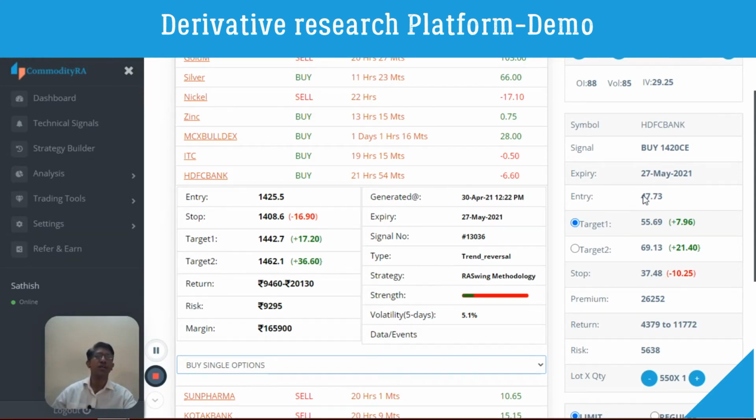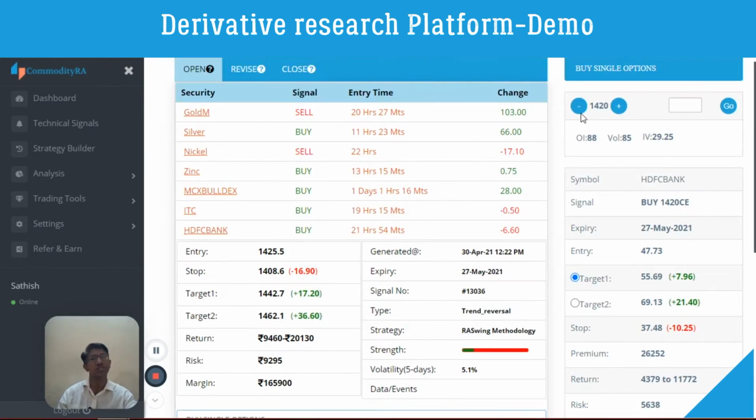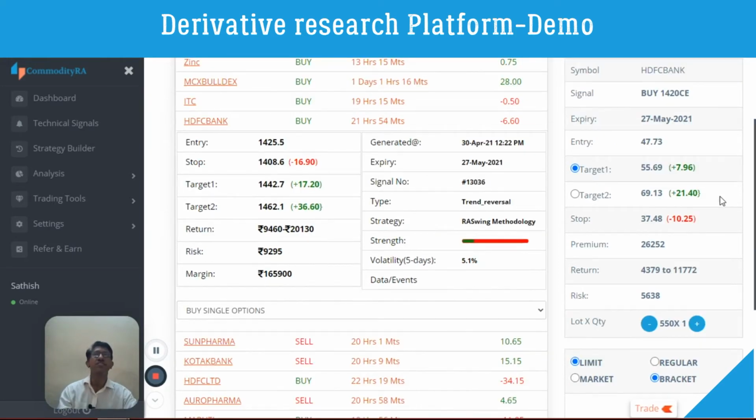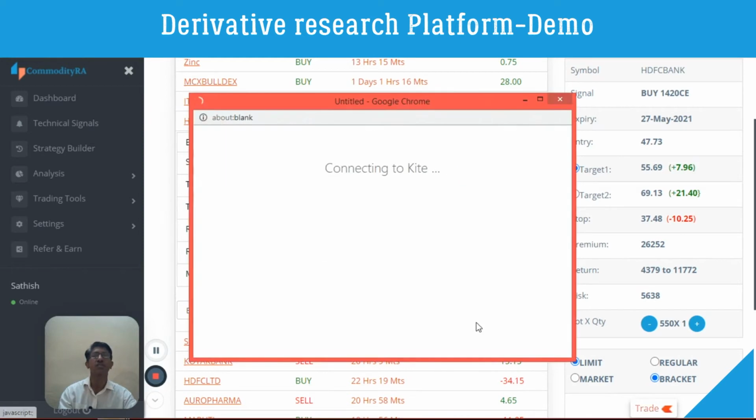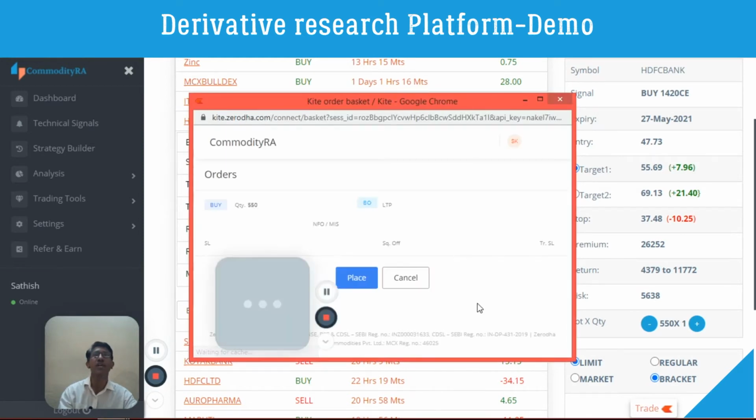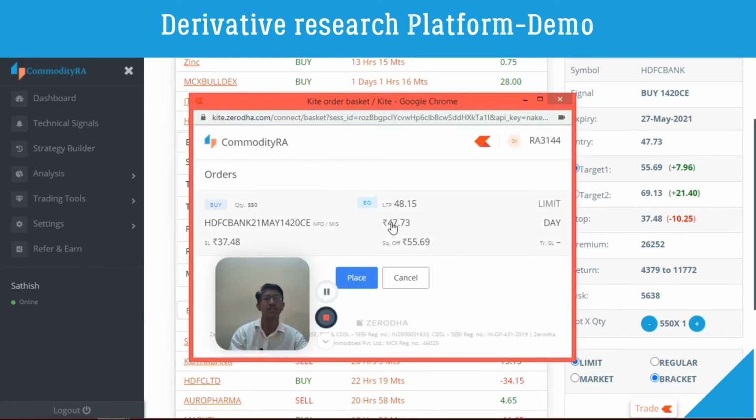Here another important point is this entry level amount, 47.73. This is not the current market price. You can change even the strike price if you want, and you can take other strikes also, because by default we are here. Just select. Before taking a decision, just check the current option price. Just click the trade button. Open. If the derived option entry and the LTP are nearby, here it is nearby, 47.73 and the market price around 48, there is not much difference, so you can go ahead with this option.